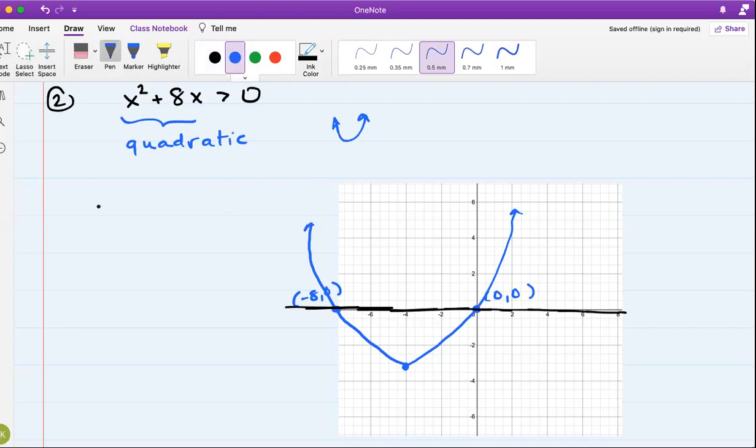And you can see that the x values that satisfy this inequality are negative infinity to negative 8. We don't include negative 8 because when you're at negative 8, you're sitting on this line. And then from negative 8 to 0, we're below the line, so we don't include those. And then from 0 to infinity, we're going to be above this black line. So these are the x values that satisfy this inequality.